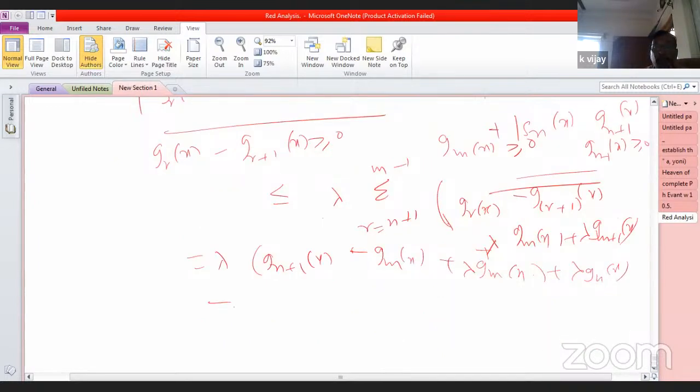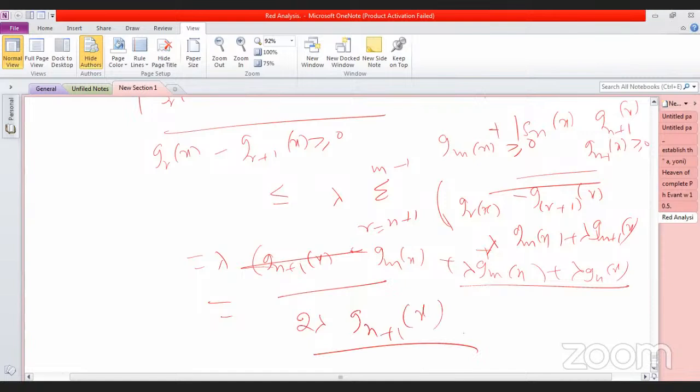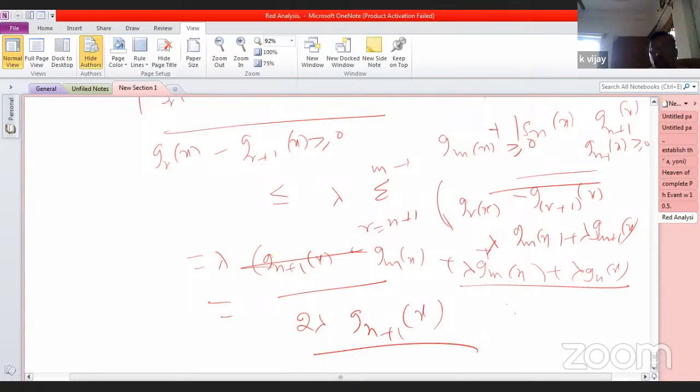What happens overall? This is one lambda, this is one lambda, so 2 lambda of g of n plus 1x, is it or not? Yes sir. Less than delta or greater than delta? Less than delta. So therefore it is uniformly convergent here.